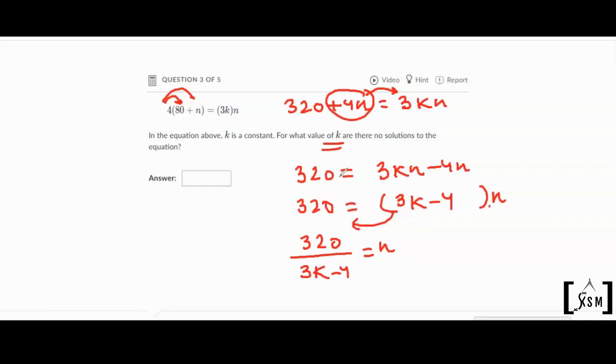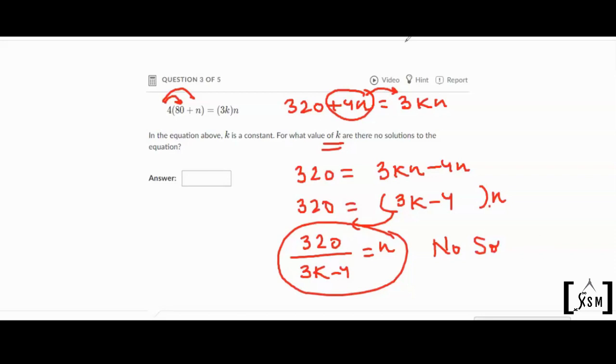So when we will have no solutions, guys, we will have no solution when the denominator will be equal to 0. Hope it makes sense. Correct? No solutions means no value of n is possible. So no value of n is possible when the denominator will be equal to 0. Then we'll have no solution. So that is the condition we'll apply on that.